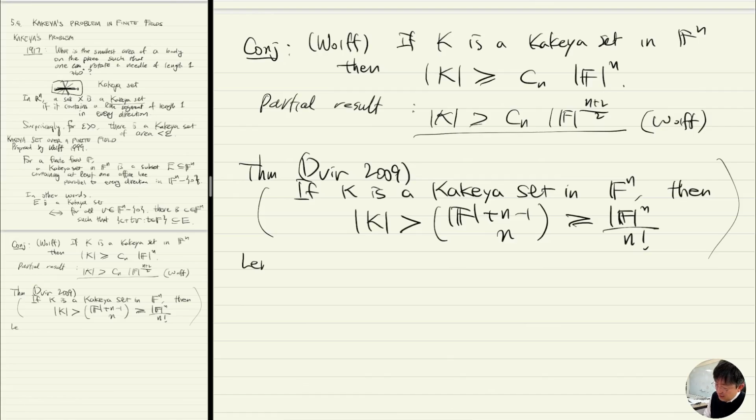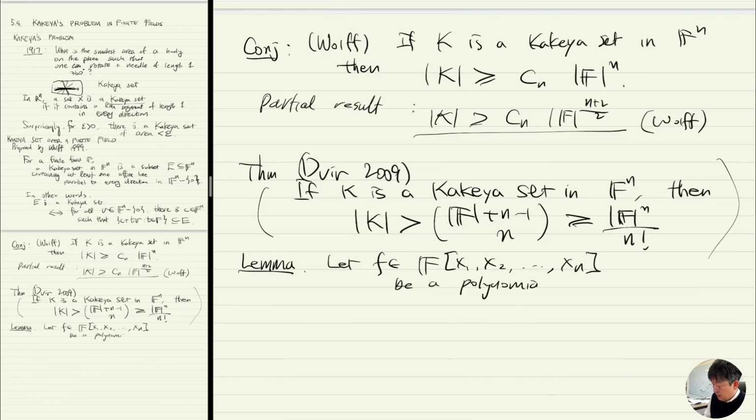So here's a lemma. We're going to use some polynomials. We have a polynomial f with n variables, of degree at most q minus 1, over this field. And what is q? The size of the field F is q.